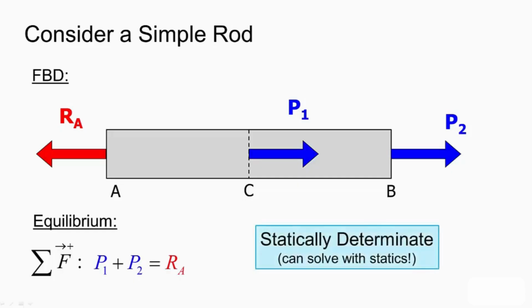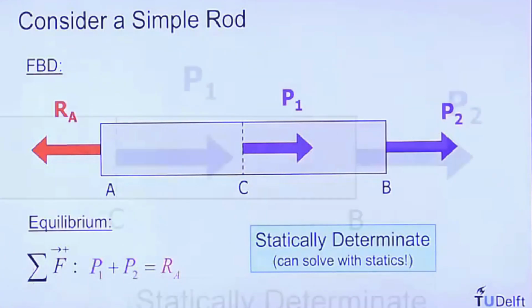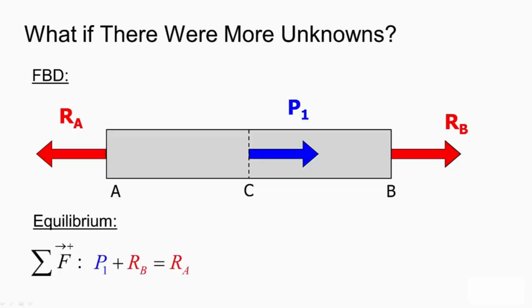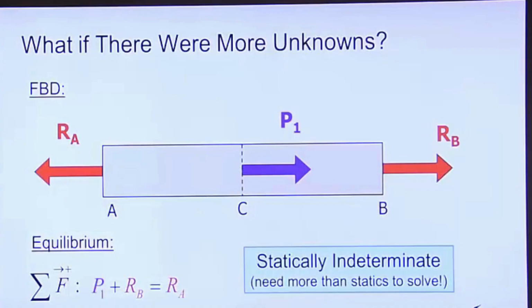We thus can say that this problem is statically determinate because we can solve for all of the reaction forces using the principles of statics alone, just using equilibrium. What if there were more unknowns though? What if we replaced our known force P2 with an unknown reaction RB? Our equilibrium then would result in one equation and two unknowns, and we would not be able to solve the problem using statics alone. Thus, the problem would be called statically indeterminate. We need something in addition to statics in order to solve that.